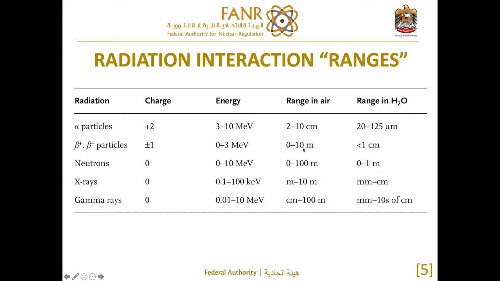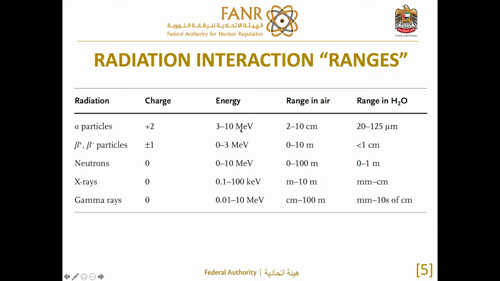They travel a few meters in air and less than a centimeter in water. Now, already looking at these two rows, we understand that there is a huge difference in the mechanism of interaction between alpha particles and beta particles. Because in the first case, we have higher energies, but very, very small paths. And in the second case, we have energies which are lower than the average energy of an alpha particle, but paths which are much longer than the alpha particles in air and in water.